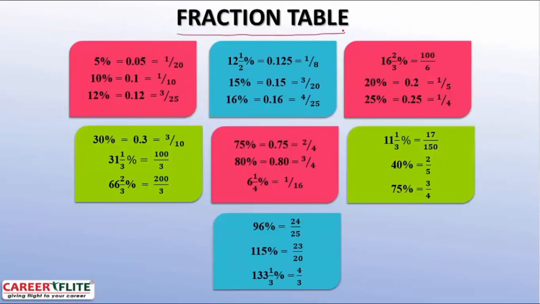Next is the fraction table. This table you must learn by heart and remember. So look into the table. 5% is 0.05, that is 1 by 20. 10% is 0.1, 1 by 10. 12% is 0.12, that is 3 by 25. 12.5% is 0.125, that is 1 by 8. 15% is 0.15, that is 3 by 20. 16% is 0.16, 4 by 25. 16 2 by 3% is 1 by 6. 20% is 0.2, that is equal to 1 by 5. 25% is 0.25, 1 by 4.